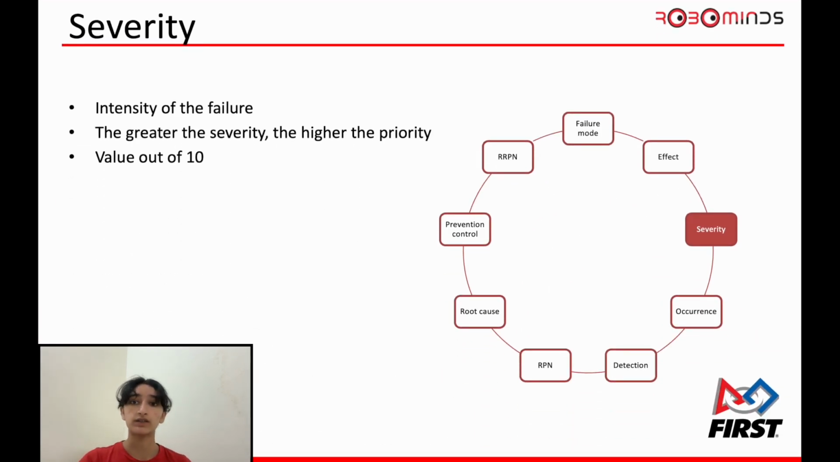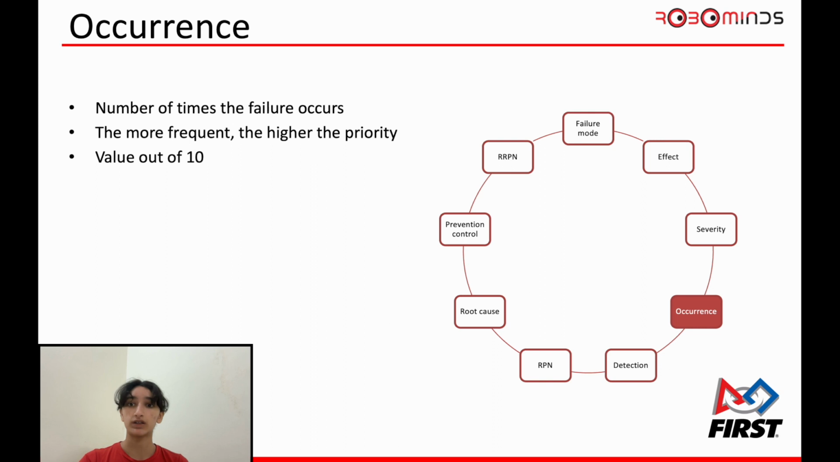So the next stage is severity, which is the intensity of the failure. In our FMEA document, it's a value out of 10. So the greater the severity, the more important the failure is. Then we have occurrence, which is the number of times the failure occurs. It's again a value out of 10, and the more frequent the failure occurs, the higher the priority.